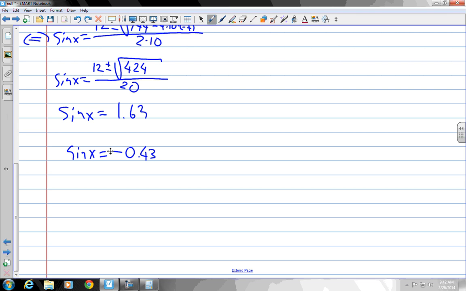Is that okay? So now I'm going to start using some inverse sine functions. Does the first equation have a solution? No, because that's bigger than 1. Sine is never bigger than 1. Sine is between negative 1 and 1. So this one has no solutions. Even if you plug this in, the calculator will tell you that it has no solutions. But on this one, I'll have to use the inverse, so x equals the inverse sine of negative 0.43.